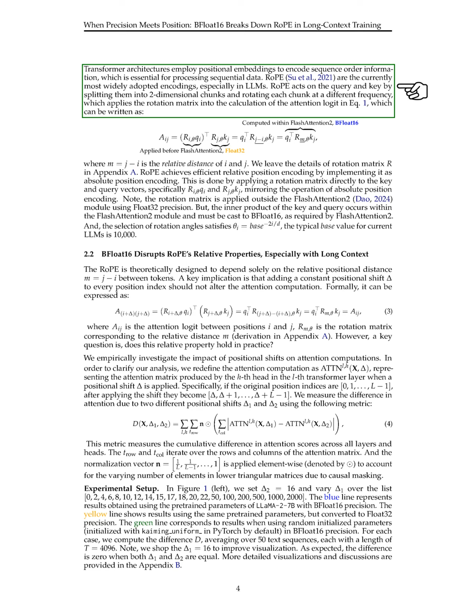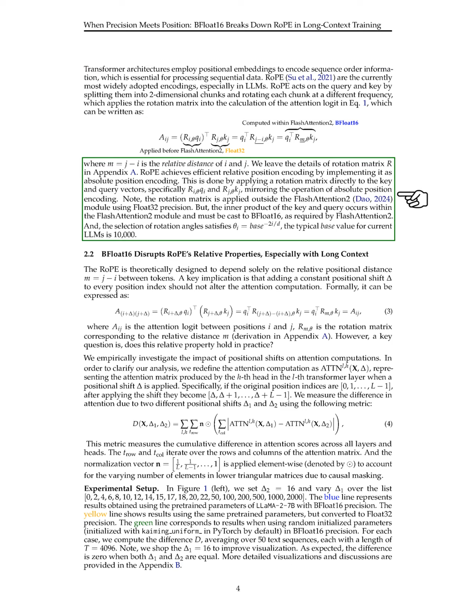RoPE operates by dividing the query and key into two-dimensional chunks and rotating them at different frequencies, which helps in calculating attention logits based on the relative distance between tokens. We clarify that the rotation matrix is applied outside the Flash Attention 2 module, while the inner product of the key and query is processed within it, requiring a conversion to BFloat16 precision.